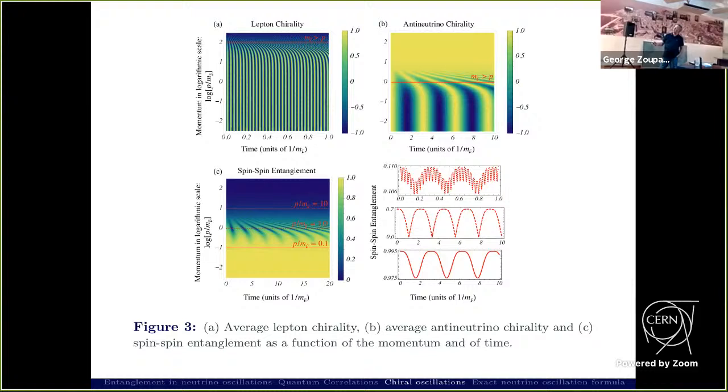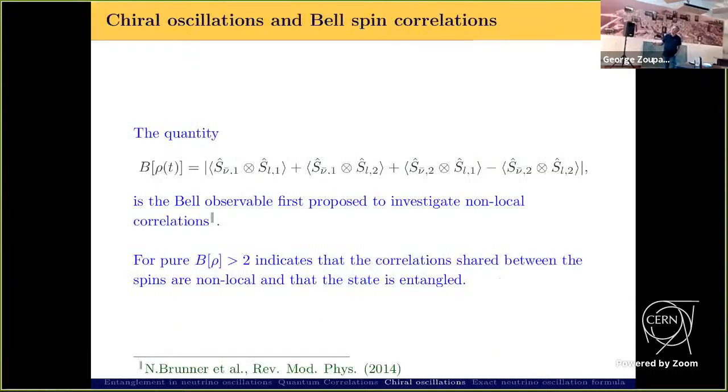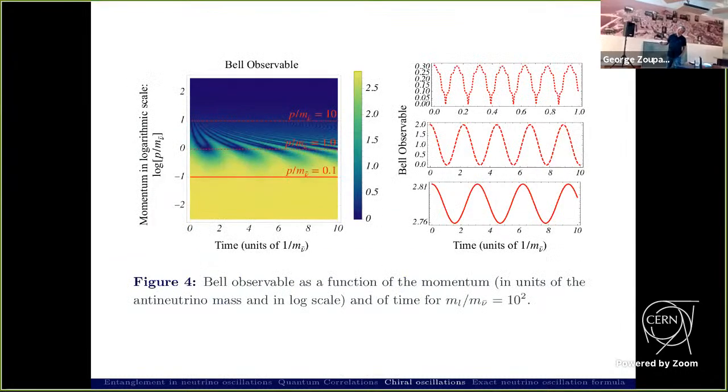Okay, here, for momenta bigger than the neutrino mass, basically you have nothing. Then you see oscillations in time in the spin-spin correlations, with an amplitude which is quite big, you see, from 0.7 to 0. Here it is almost 0. And then the correlation becomes maximal, but the amplitude of the oscillation becomes very small. So there is a sort of resonance. We see this even better with the Bell observable, where there is a real resonance of these oscillations at the mass of the neutrino.